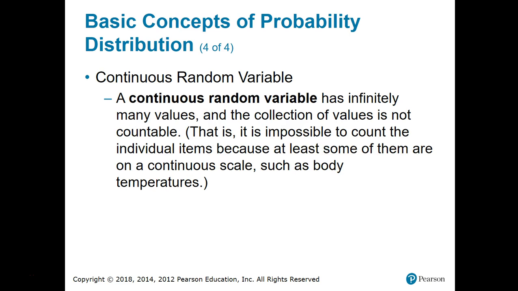Continuous random variables have infinitely many values, which are not countable, and the collection of values is not countable. That's a pretty technical term, but if you're talking about a function over the real values, that would be a continuous random variable. If you had one for each integer, that would be a discrete random variable.